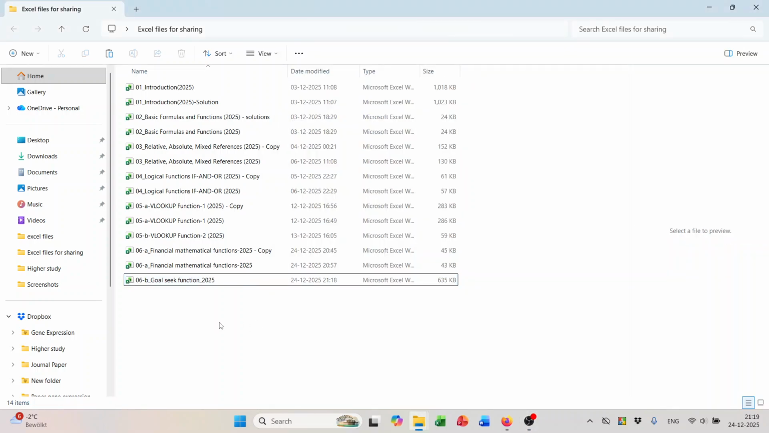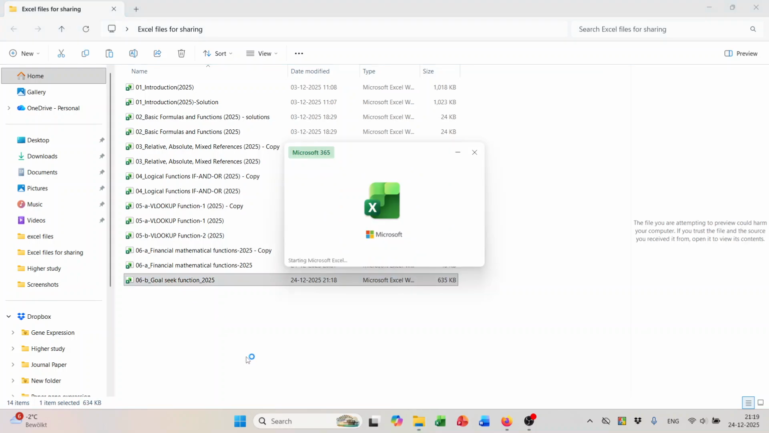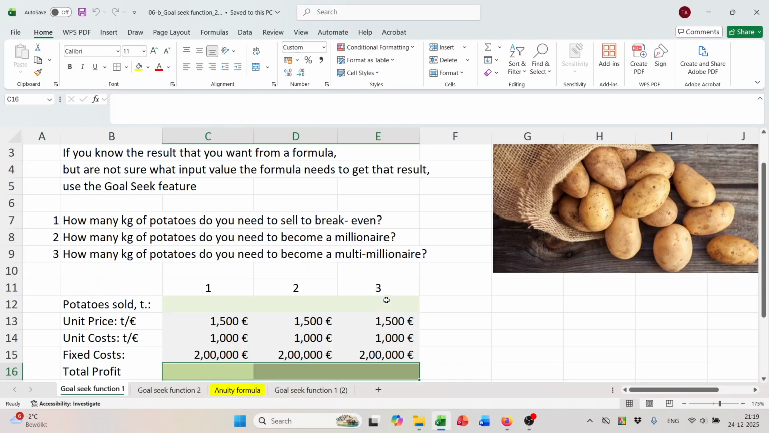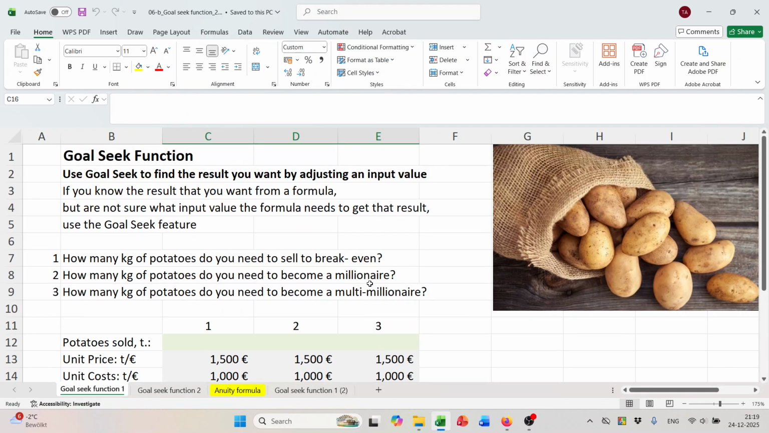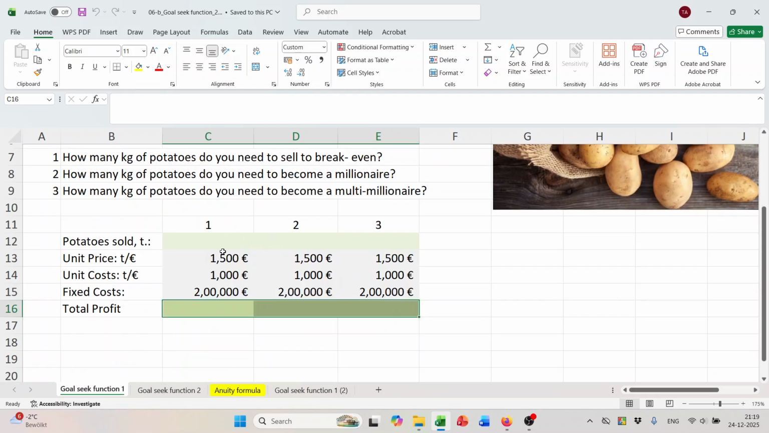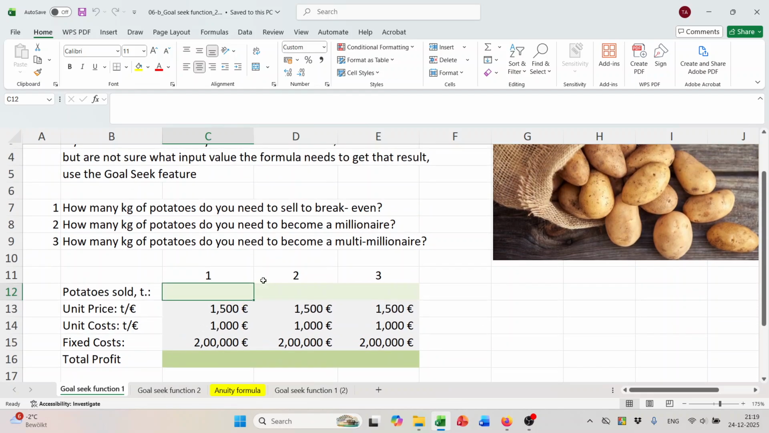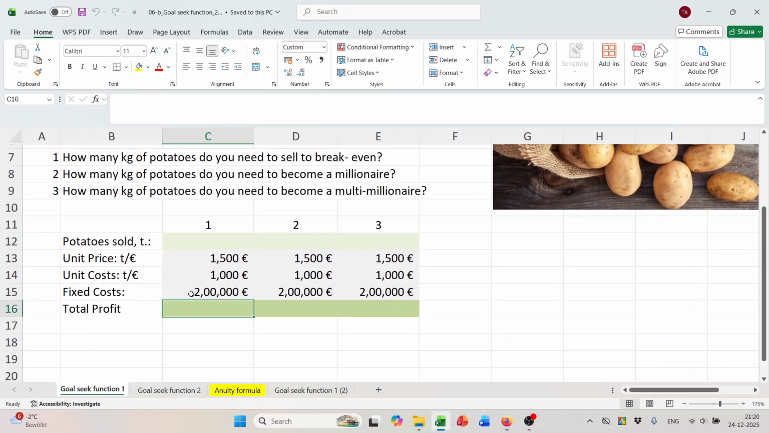So now I am going to show you the goal seek function. Before showing the goal seek function, I want to solve this problem. I want to show you the goal seek function with a formula. It will be easier to understand. So first I need to calculate the total profit. So let's do it one by one.